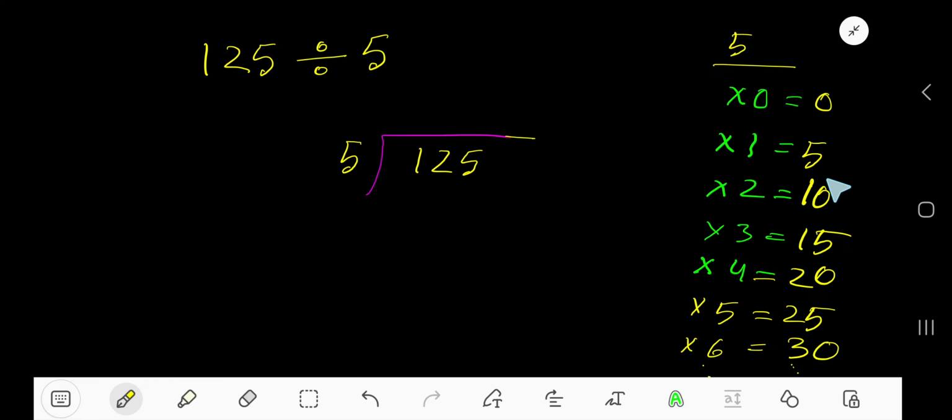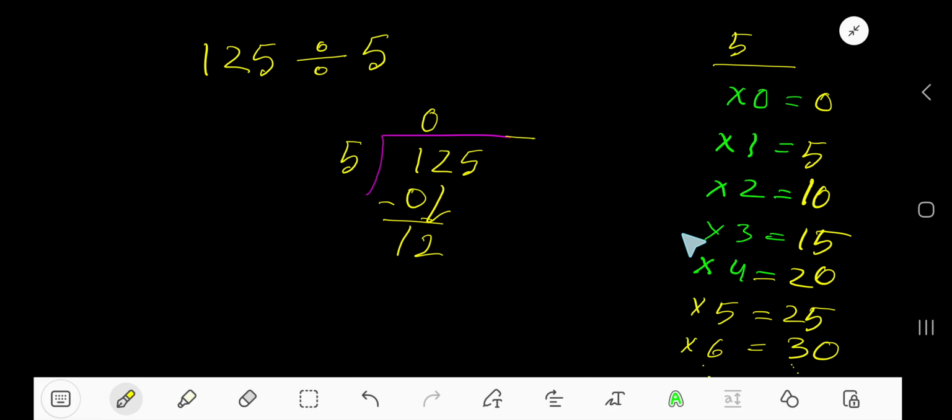0 plus 5 is 5, 5 plus 5 is 10, 10 plus 5 is 15, 15 plus 5 is 20, 20 plus 5 is 25, right? So 5 goes into this 1 how many times? Since 1 is less than 5, 0 times. 0 times 5 is 0. Subtract, 1, bring down this 2.